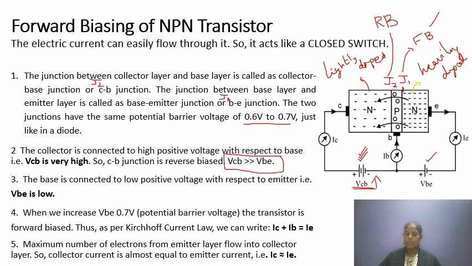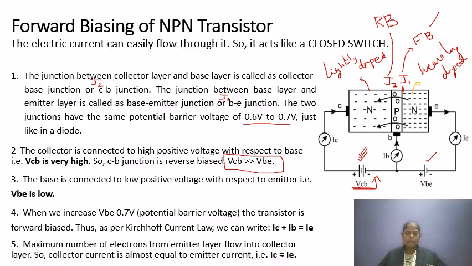So it is the last one. So it is junction J2. J2 is in reverse bias. Clear? The base is connected to a low positive voltage with respect to the emitter. If we compare the applied voltages, the output should be collected in the collector, so it has a higher positive voltage than this one. So if we compare these two, this voltage is very small. So VB is low, VCB is high.